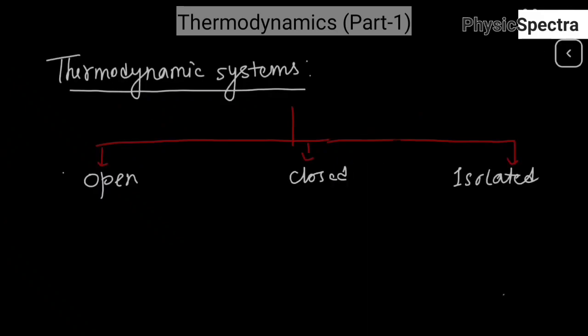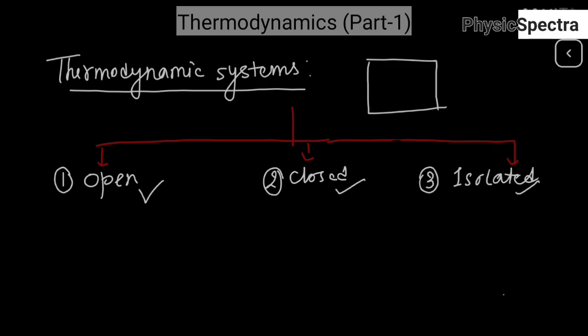So in this chapter, we study three kinds of systems: open system, closed system, and isolated system. Now let us study all these three systems one by one. Before that, you know one thing, that if we have any system, this system has some particular temperature. We can set the temperature of the system, isn't it? It is in our hands.